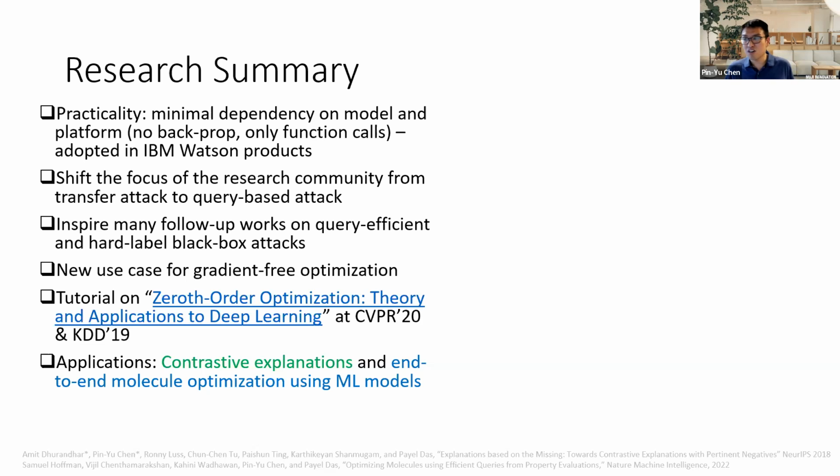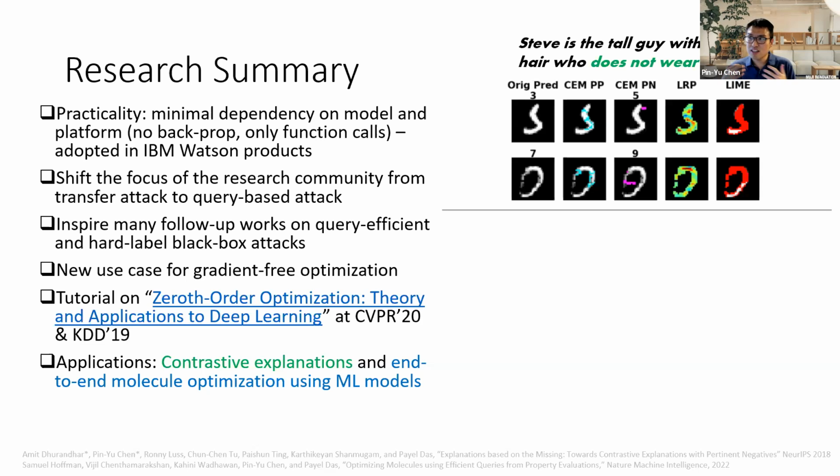And it is also being added as a new application in many of those zeroth order optimization literatures. We even take this idea further by considering some new applications based on it. So we can also leverage this idea of generating adversarial examples to generate contrastive explanations for machine interpretation.